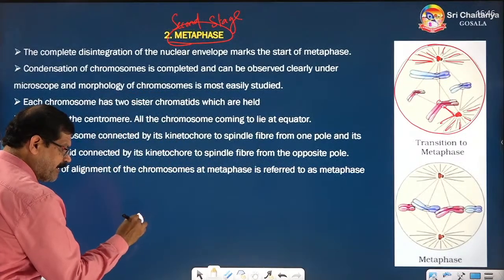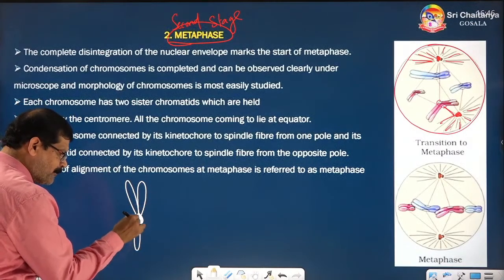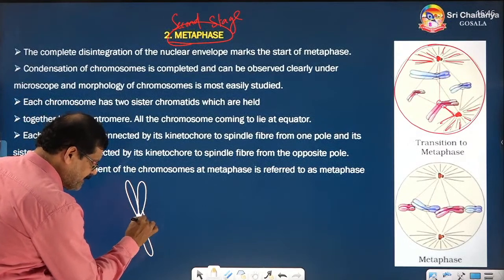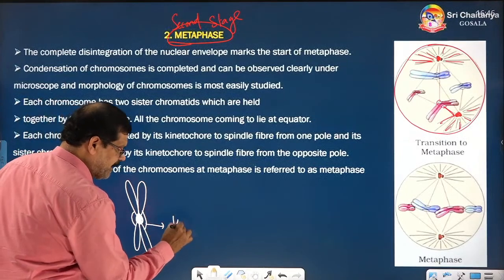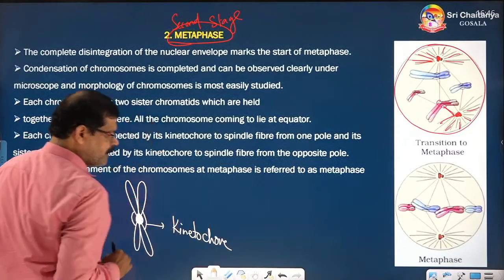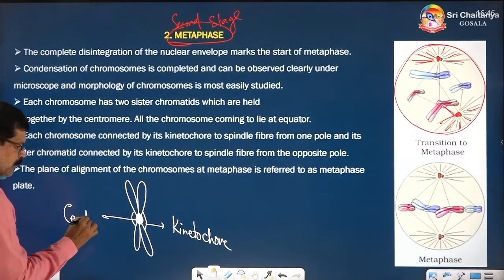This is the centromere. Two chromatids are present. And here there is a plate. This plate is called the kinetochore. Kinetochore. And this is called the centromere.